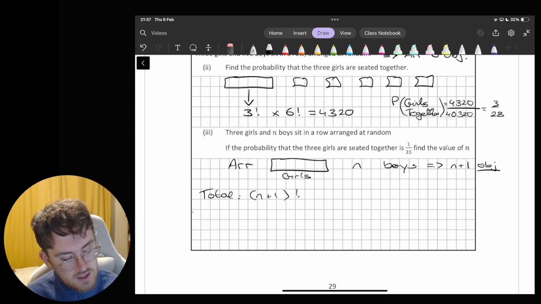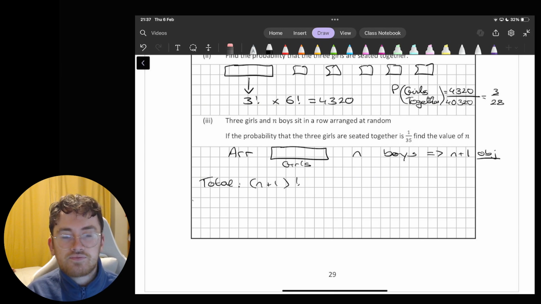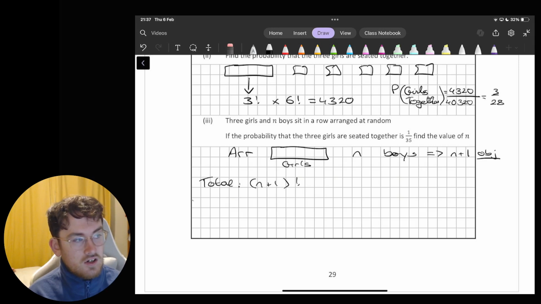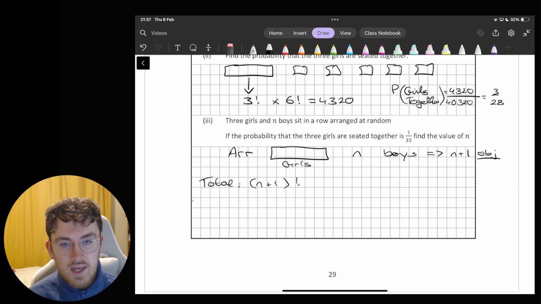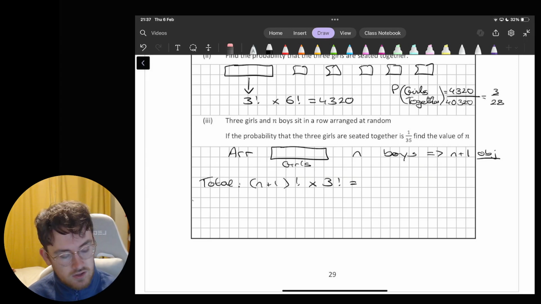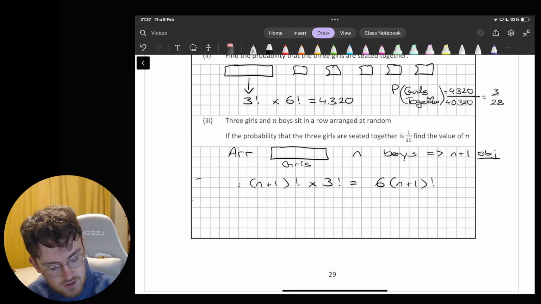Okay, the 3 girls being seated together, the number of ways of arranging this particular case. So n plus 1 factorial, and also consider that the girls can be arranged in any order, with the 3 factorial. So 3 factorial, of course, is 6. So 6 times n plus 1 factorial. I shouldn't say, actually, that's not the total, that's the specific case.